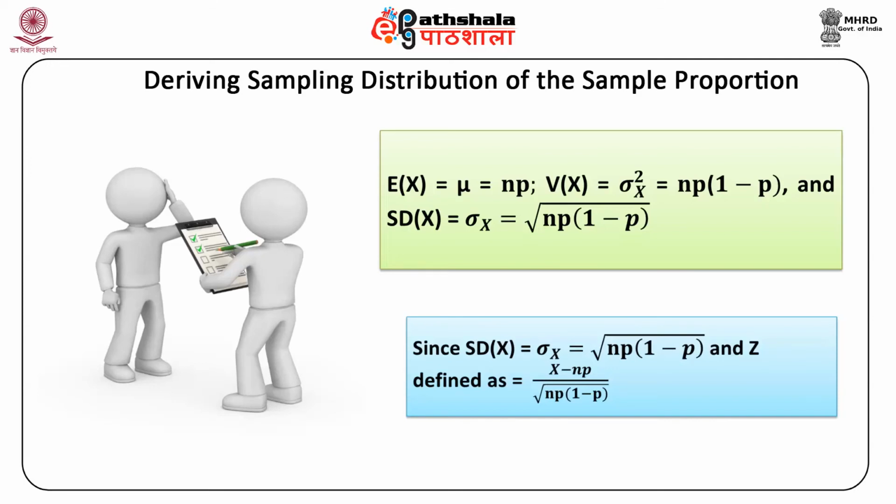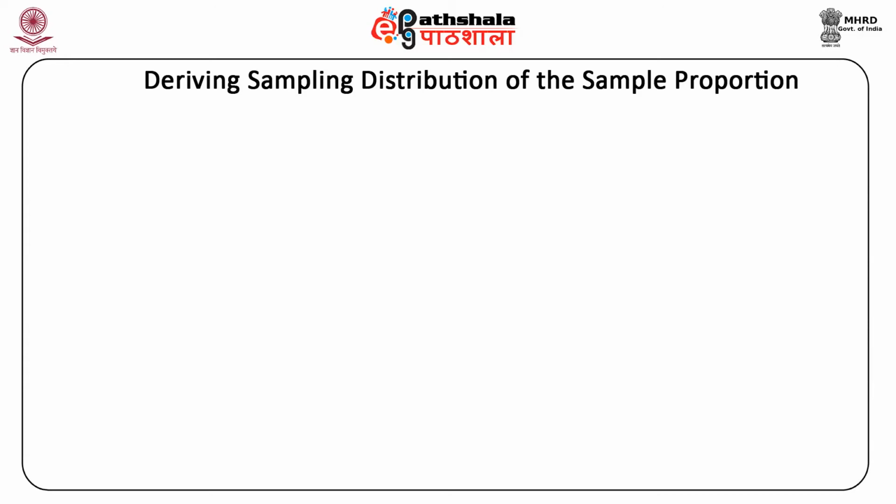In effect, this approximation can be satisfactorily applied if both np and n times (1 minus p), or nq, are greater than or equal to 10. If a random sample of size n is selected, then the natural estimator p hat of p is the sample fraction of successes, denoted as ps, in the sample.